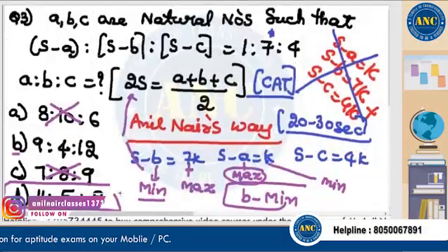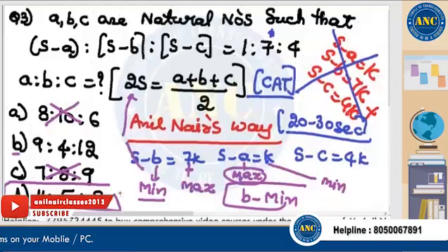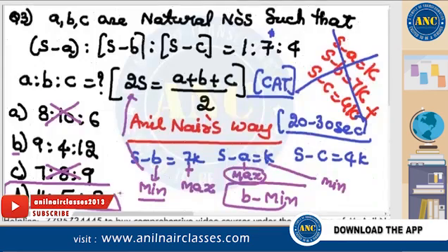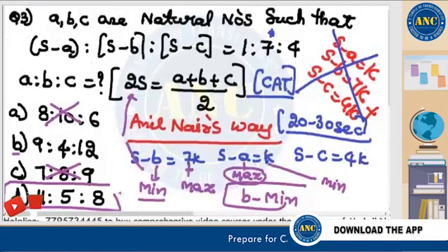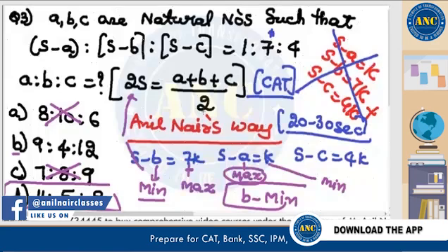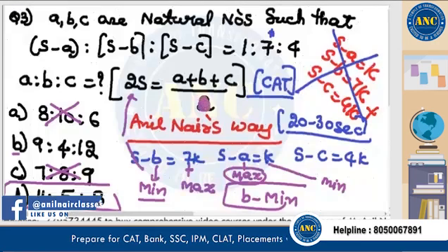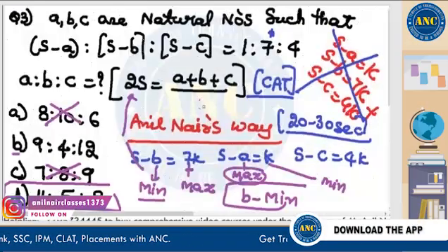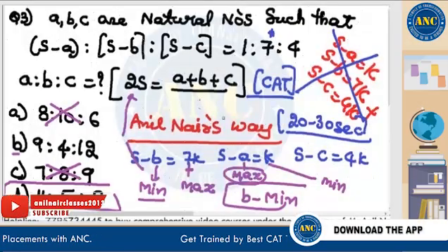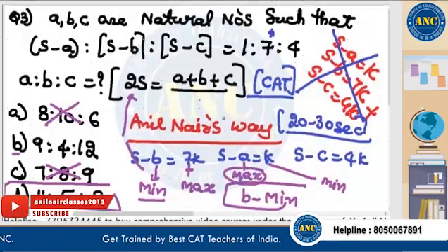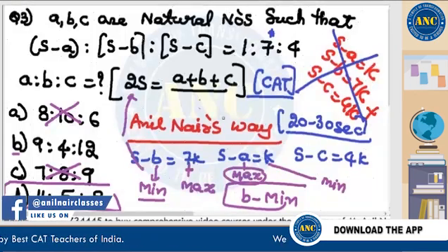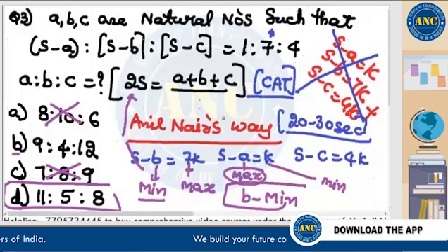Please tell me, sir. Why do you need to take S minus A as K, S minus B as 7K, S minus C as 4K, add all the values, and substitute 2S equivalent to A plus B plus C? Sorry, sir. 2S is nothing but A plus B plus C. I hope it is clear, right? Just by looking at a question, you can get the answer.